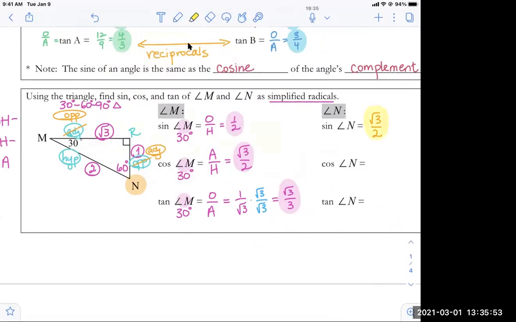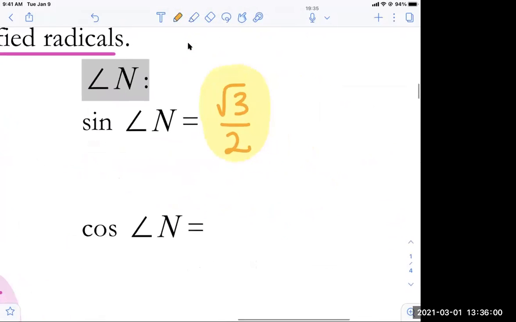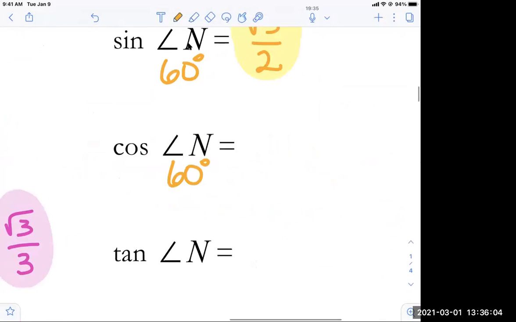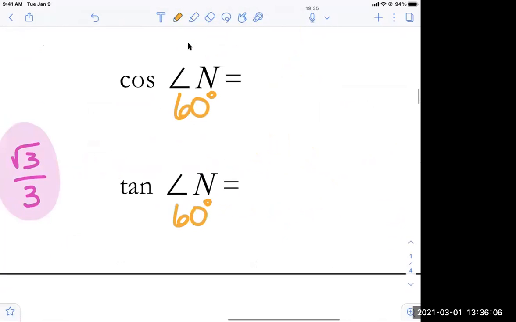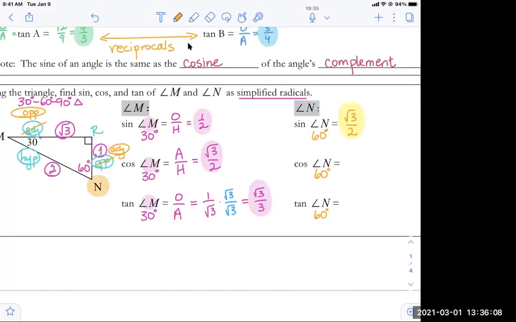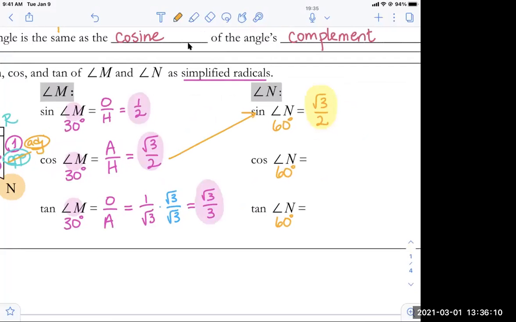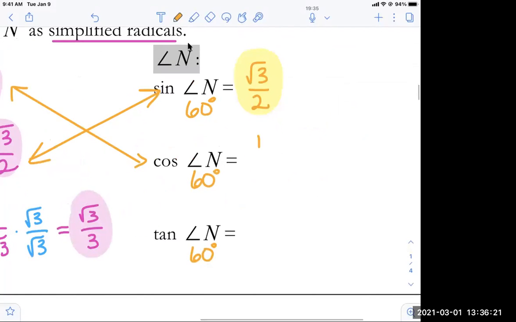It would be the same as the cosine of angle M. Right. Good. And again, remember that we're actually doing 60 degrees now. So technically we're doing the sine of 60, the cosine of 60, and the tangent of 60. 30 and 60 are complements, right? So that means that these should be the same. So it's square root of 3/2. We can do the same thing here. So if the sine of 30 is 1/2, the cosine of 60 is 1/2.